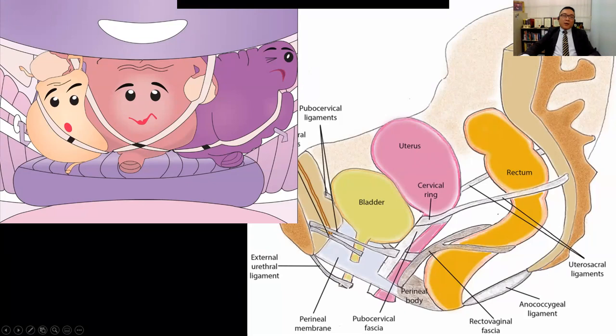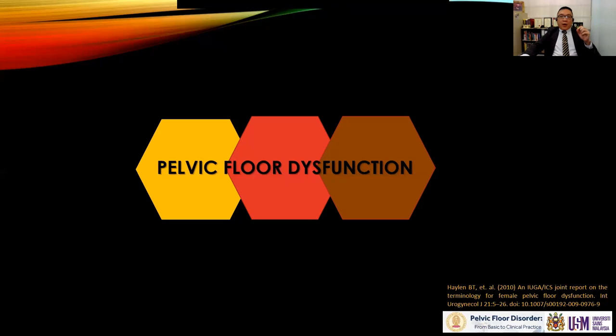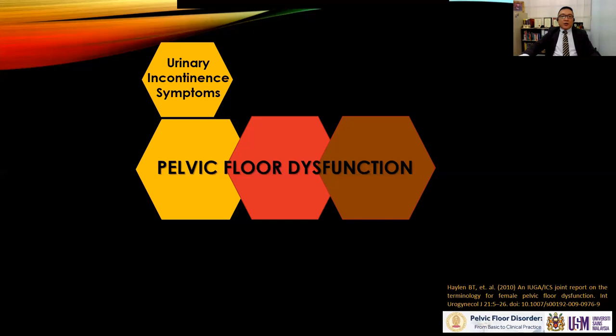So when we talk about pelvic organ prolapse or pelvic floor disorder, we have to think about what functional problems come with it. When we deal with pelvic floor disorder, we have to look for pelvic floor dysfunctions. We divide it into three compartments: the anterior, central, and posterior. In the anterior, look for urinary incontinence symptoms. These are involuntary loss of urine due to stress, urgency, sometimes continuous, or even during coitus.